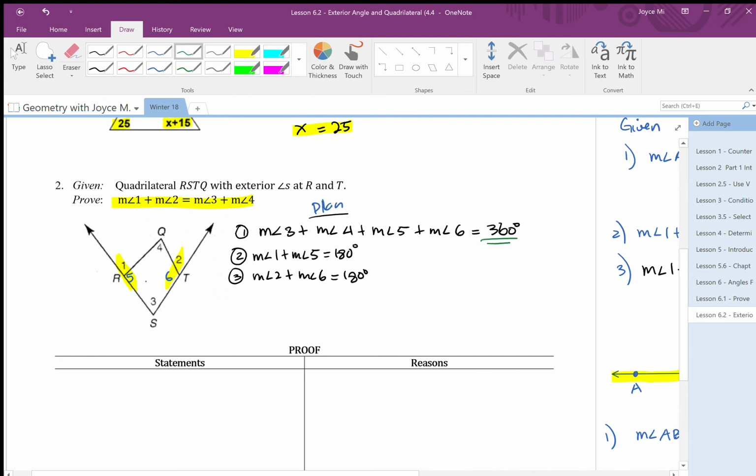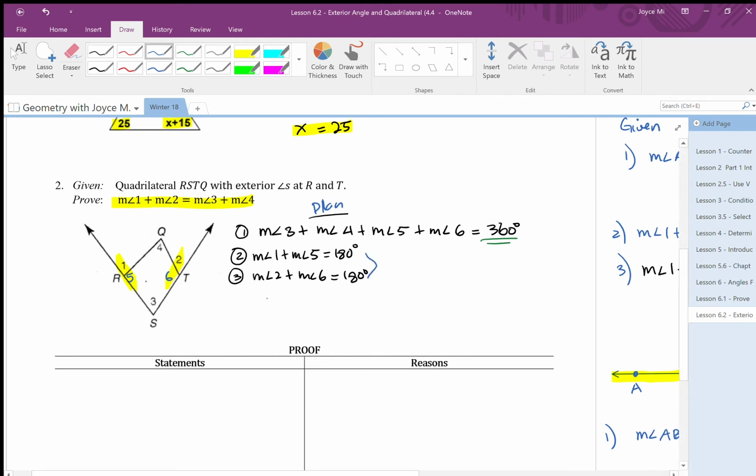Well, I have two equations. In algebra class we say we can add two equations to form another equation. So we could do that. If I add equation 2 and equation 3, notice the right hand side, I'm going to get 360, which is exactly what I have in the first equation here. So let's do it.